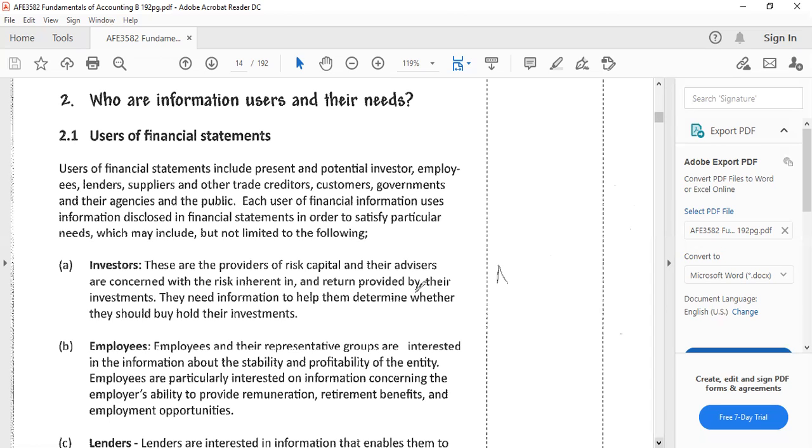So it says that these are the providers of risk capital, and their advisors are concerned with the risk inherent in and return provided by their investment. They are most interested in the return provided by their investment. Will they really get a return from their investment? If they invest, will they really get benefits? So they need information to help them determine whether they should buy or hold their investment. That is the main reason why. And then we go to employees.